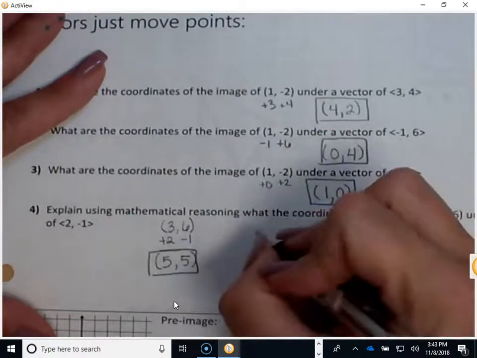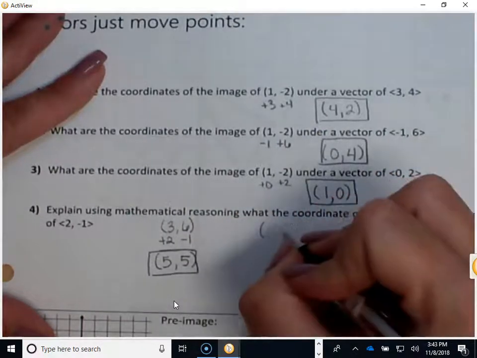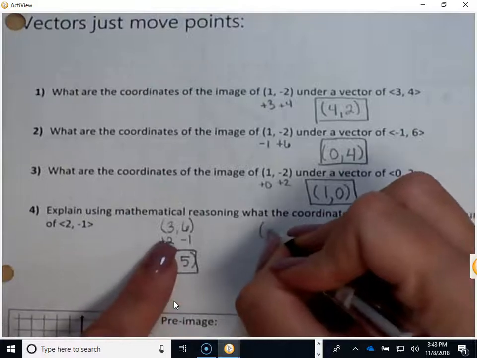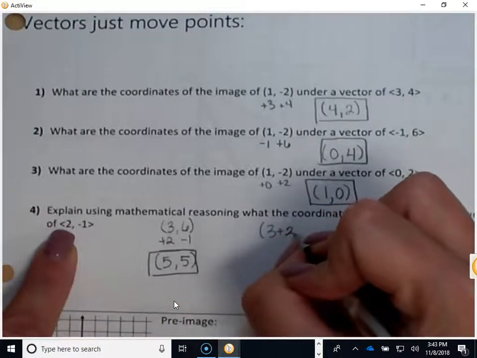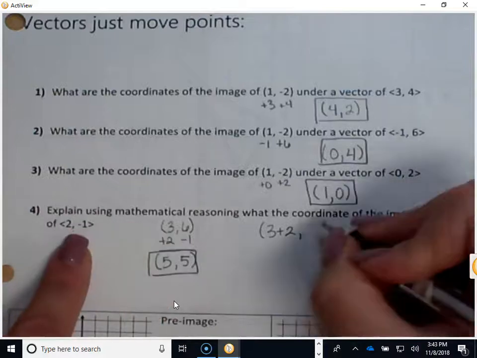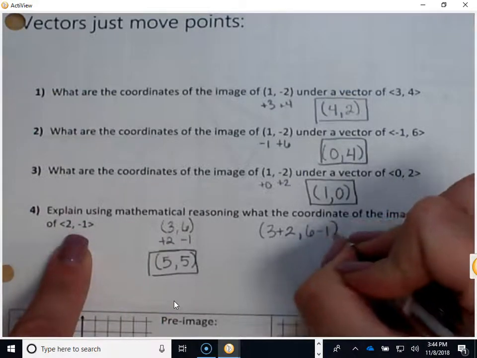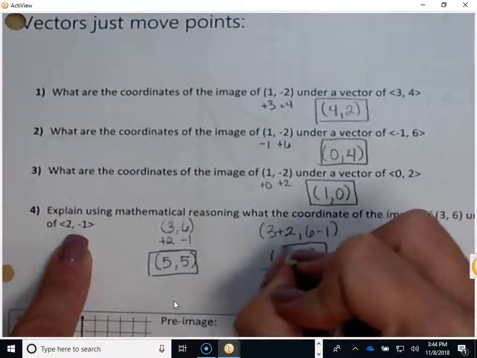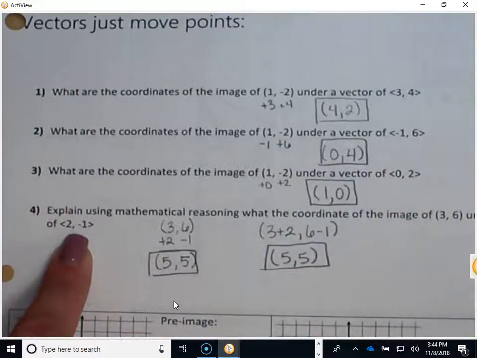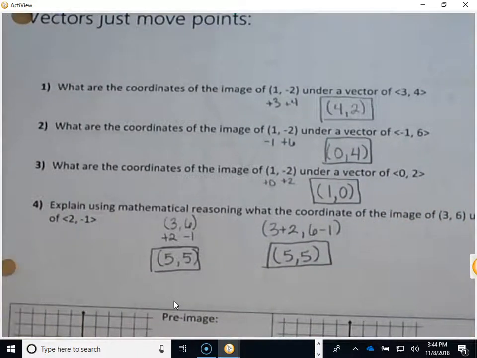Another way you could write it is as a big ordered pair in parentheses: 3 plus that 2, comma, 6 minus that 1, and just write your 5, 5 this way. Either way would be acceptable. It's showing your work, showing how you got there. Whichever way you're most comfortable with. As long as you get that final answer and you show your work, that's good enough for me.